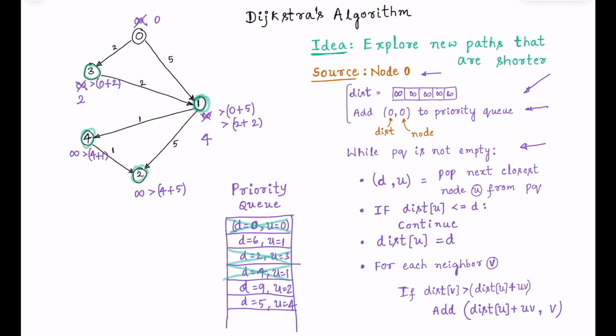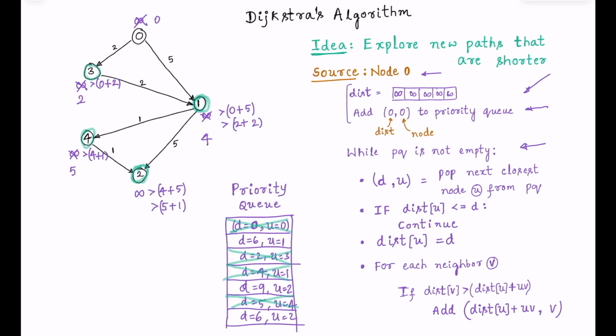Next we pop the closest node from the priority queue, which is node 4 at distance 5. We see that distance to node 4 is infinity right now, so we update it to 5. And we check its neighbor 2. Distance to node 2 is greater than distance to node 4, which is 5, plus cost of the edge (4, 2). So we add node 2 again to the priority queue at distance equal to 6, node 2.